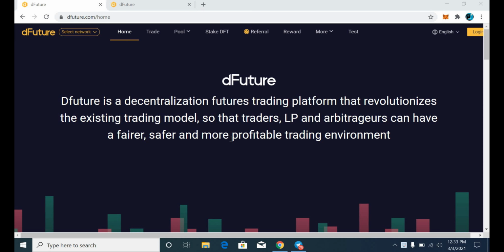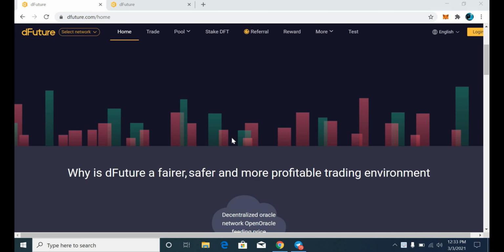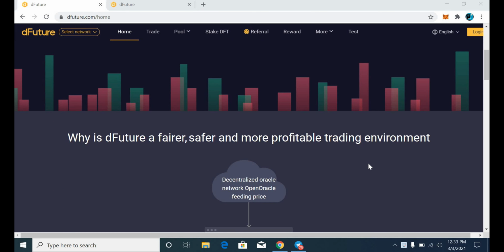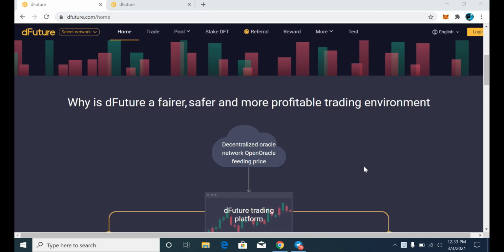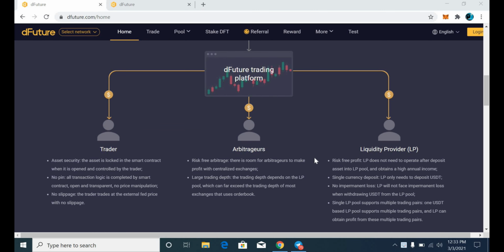dFuture is a decentralized futures trading platform that is entirely unique from the existing trading models, so that the traders, LPs and arbitrageurs can have a fairer, safer and more profitable trading environment. Now I will share what type of advantages dFuture is offering to their customers.